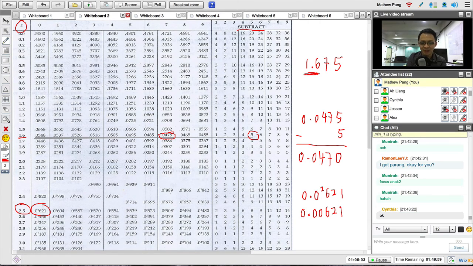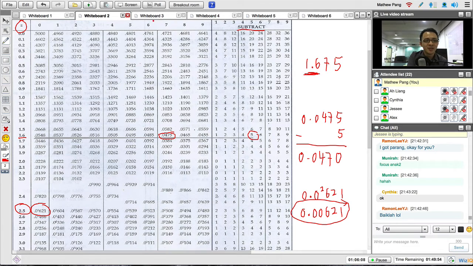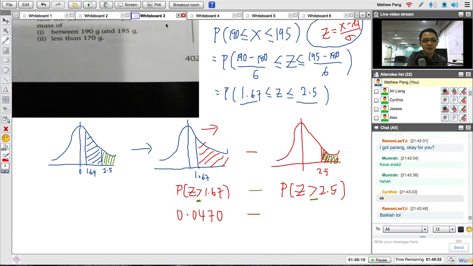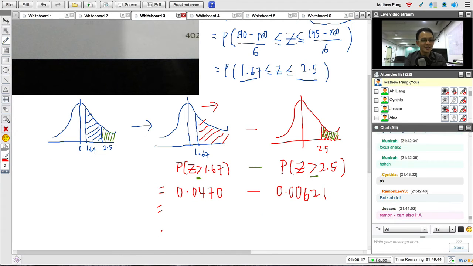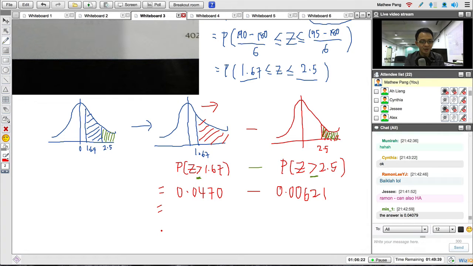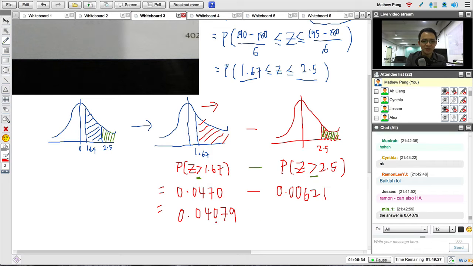Okay, so we got this value 0.00621. So minus 0.00621. Then you just press the calculator. You can find between here 0.047 minus 0.00621. Okay, so I will get the value 0.04079. Maybe I just round off to 4, or I leave it here, it's fine.